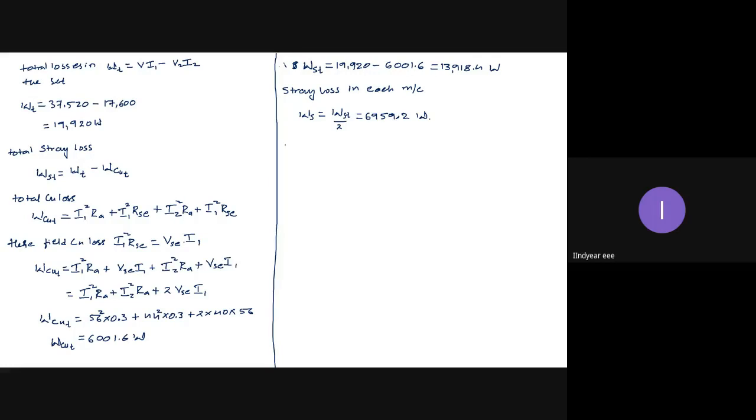Motor efficiency. Motor input Pn is equal to V1 into I1. So V1 is 630 into I1 is 56, which is 35,280 watts.